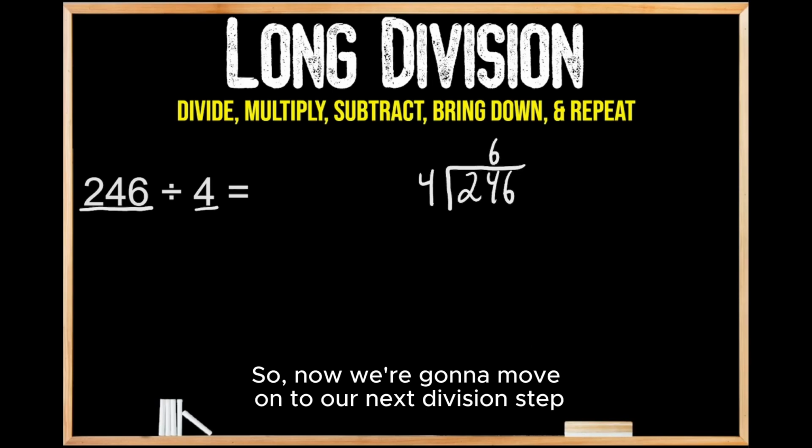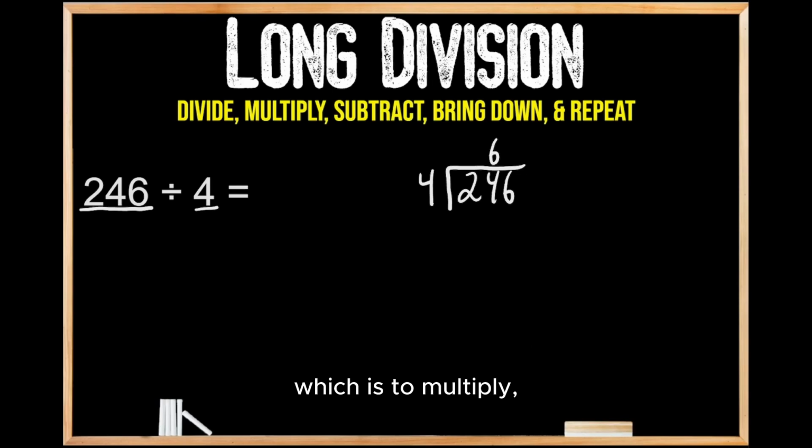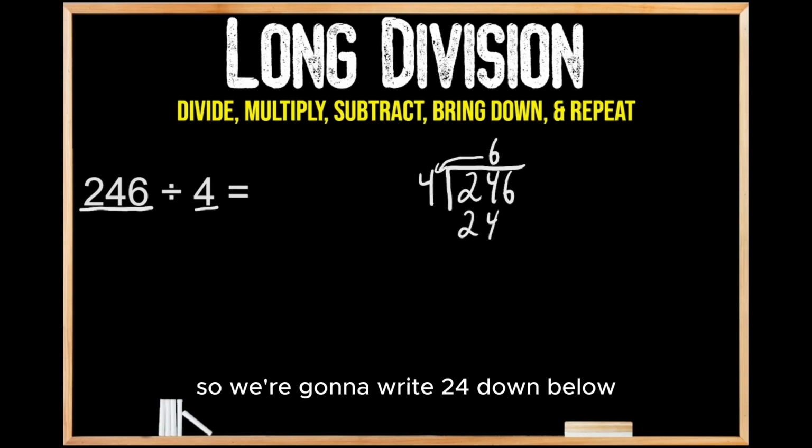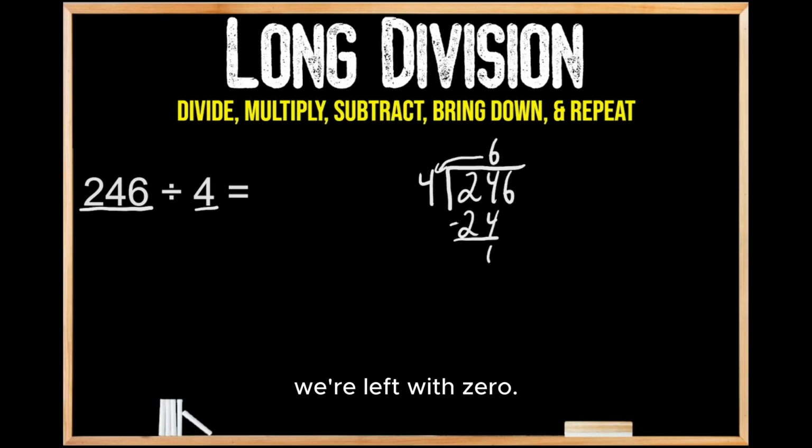So now we're going to move on to our next division step, which is to multiply. And we're going to multiply 6 times 4, which we know gives us 24. So we're going to write 24 down below. And then we're going to subtract for our next division step. And when we subtract 24 from 24, we're left with 0.